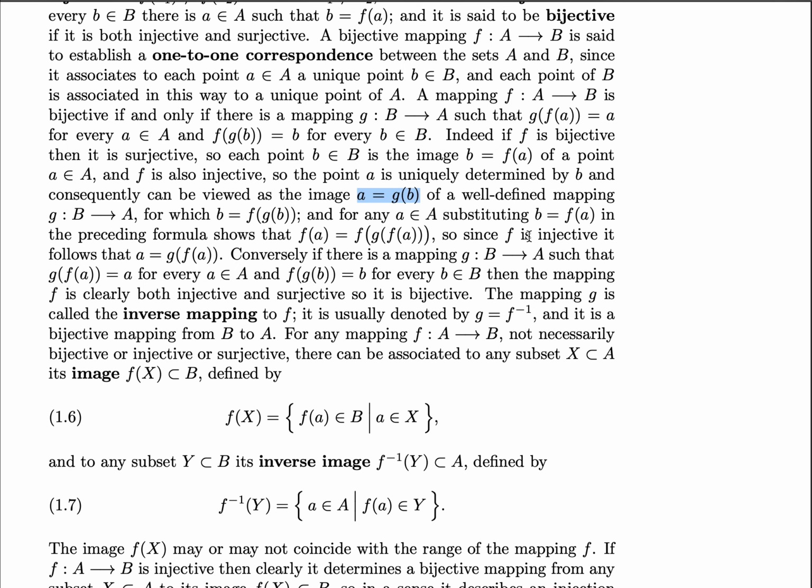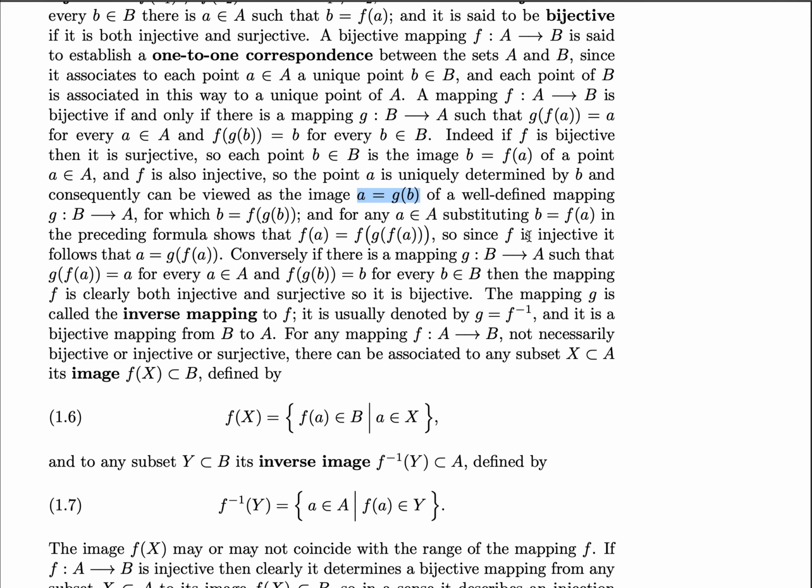Conversely, if there's a mapping g from B to A, such that g(f(a)) is equal to a for every a in A, and f(g(b)) is equal to b for every b in B, then the mapping f is clearly both injective and surjective, so it must be bijective. This mapping g that we constructed is called the inverse mapping to f, and it's usually denoted that g is equal to f inverse. And also, clearly, it's a bijective mapping from B to A.